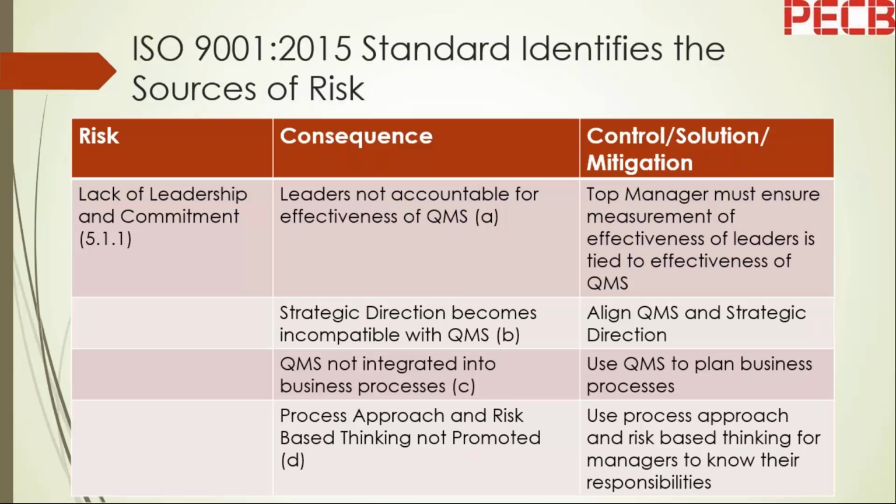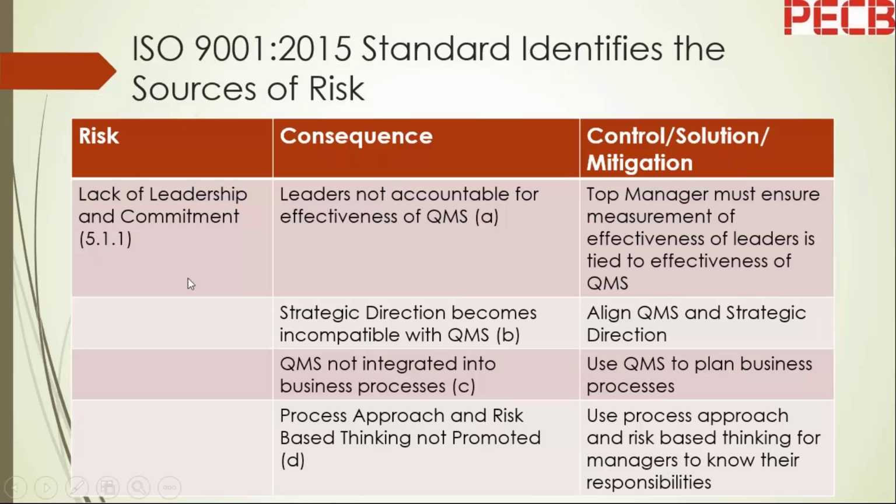What I'd like to propose to you to minimally document your quality management system is to think about the topics in the ISO 9001 2015 standard. Then think about what those, if they're an issue in the standard, then they are a risk to your quality management system. Think about the consequences of not addressing the risk, and think about what you're going to do as a control, a solution, or a mitigation.